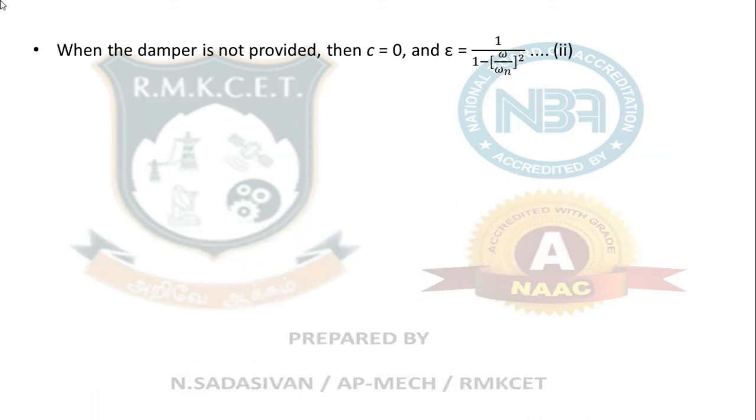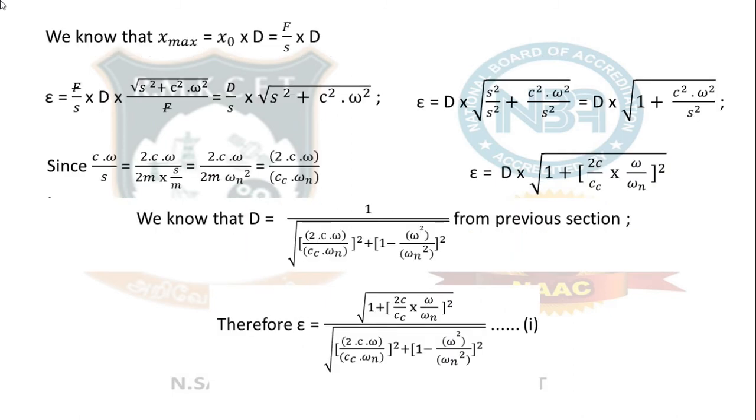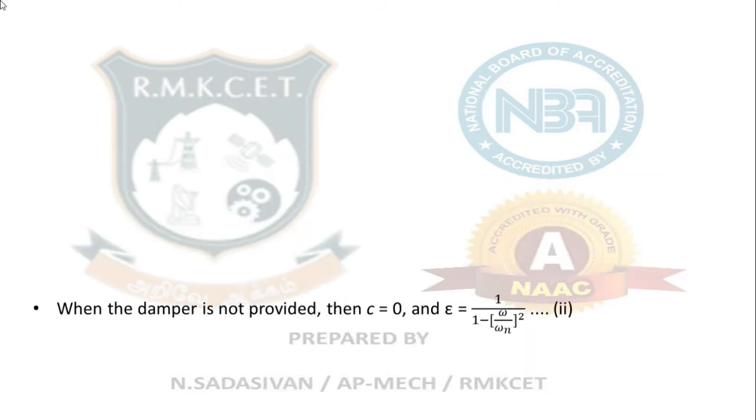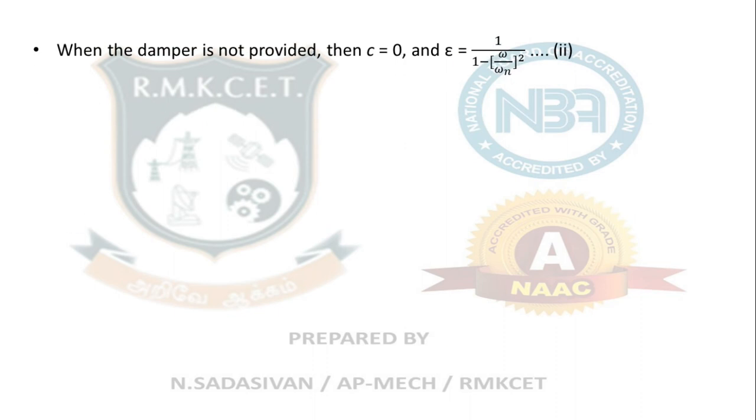When the damper is not provided, c is equal to 0, what will happen to this expression? If c equal to 0, what will happen to the epsilon expression? When there is no damper, c is 0, so there is a c in multiplication, this entire term will vanish. Square root of 1, which is nothing but 1, the numerator will become just 1. You come here, this also will vanish because you have c in multiplication. Correct? 1 by 1 minus omega square by omega n square if you don't have a damper. The formula becomes very simple. So if c equal to 0, your formula becomes 1 by 1 minus omega by omega n the whole square. It becomes a very simple formula if damping is negligible.